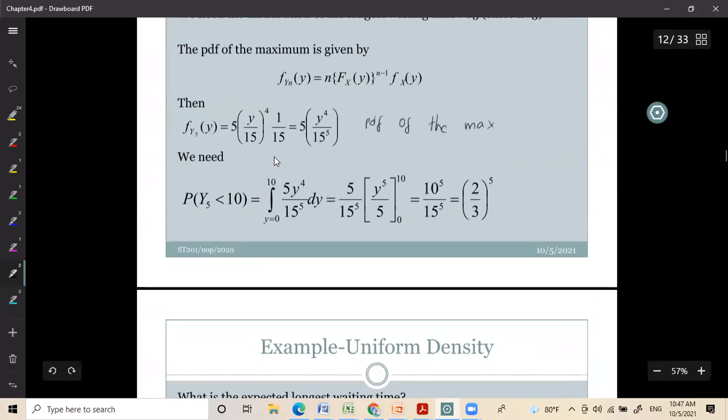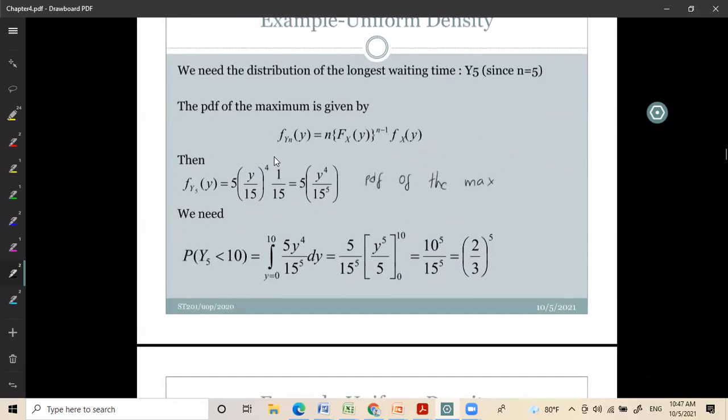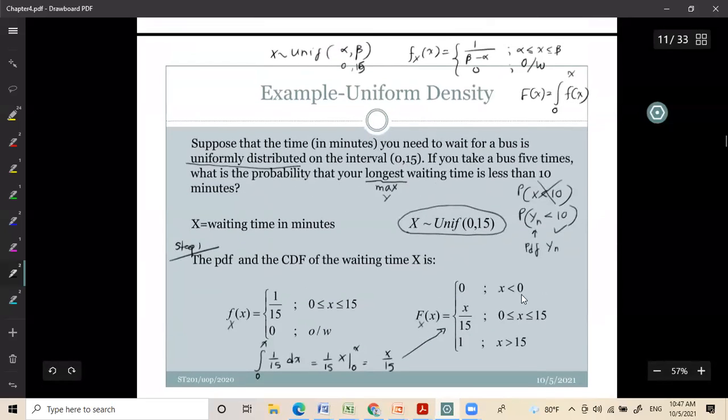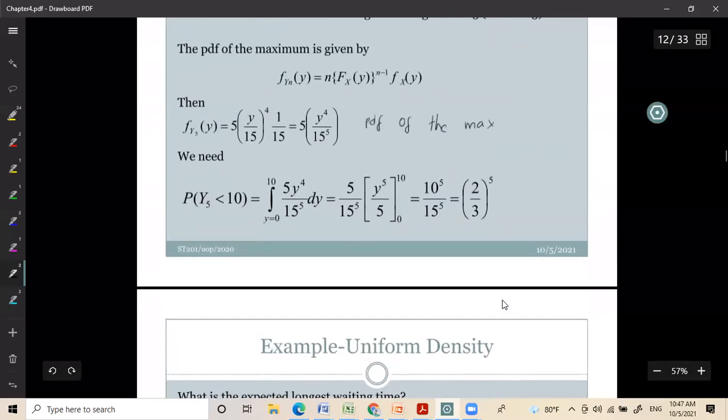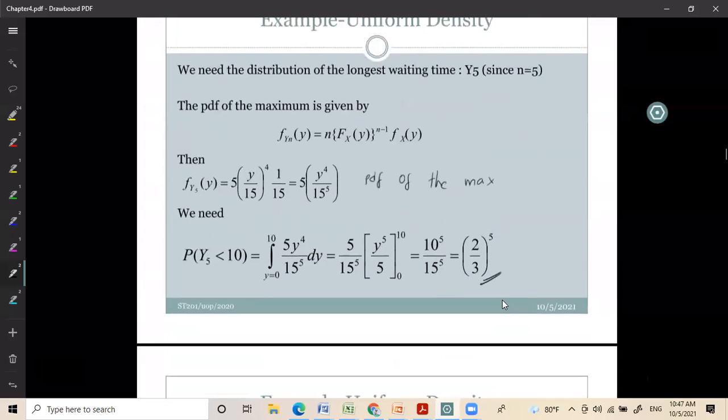Now use this to find the probability. What is the probability you need? The maximum waiting time is less than 10. So you integrate your newly found fy5. Okay, so this one is the maximum. So here it is. You integrate it from 0 to 10 because it should be less than 10, right? So the lower limit is 0 because it is from 0 to 15, right? So integrate from 0 to 10, and this will be the probability that the longest waiting time is less than 10. Okay. So is this okay? Any questions? Anything unclear?